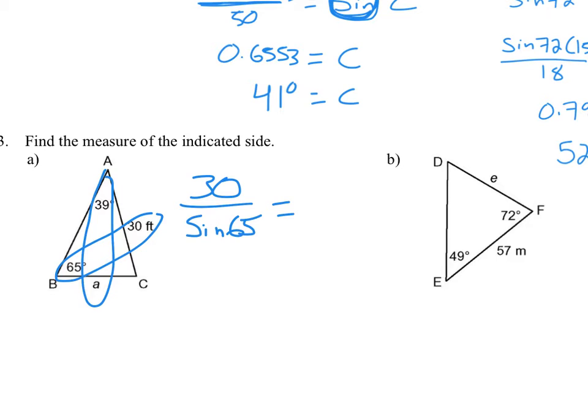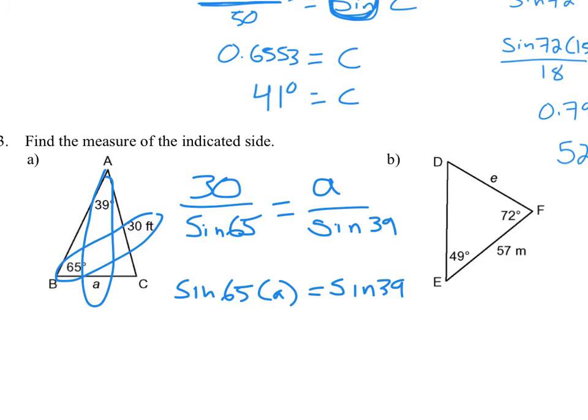We're going to set up the side length. Do you know what the side length is for A? I don't. It just says A. So that's what I'm going to write. But I do know what the angle is. It's sine 39. Now we're going to cross multiply. Sine 65 times A is sine 65 times A. 30 times sine 39 is sine 39 times 30.